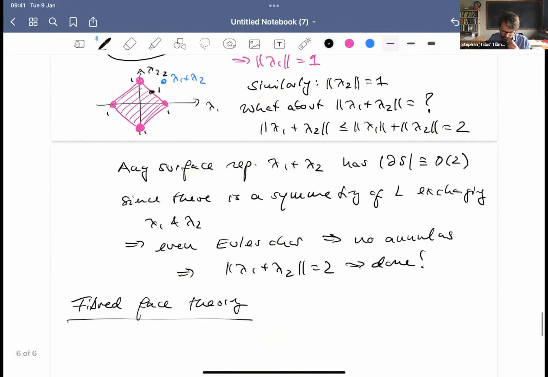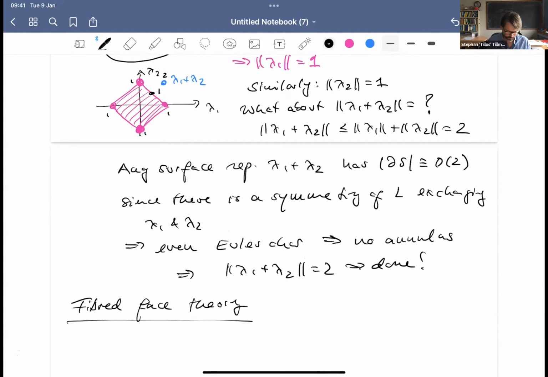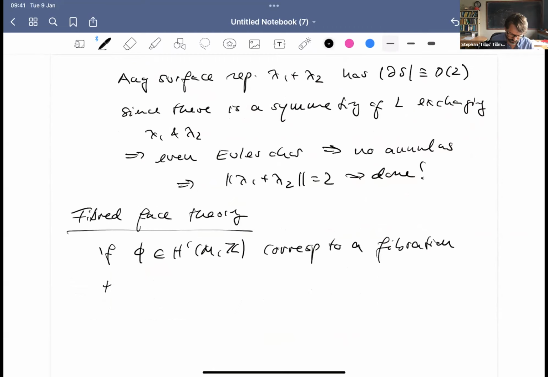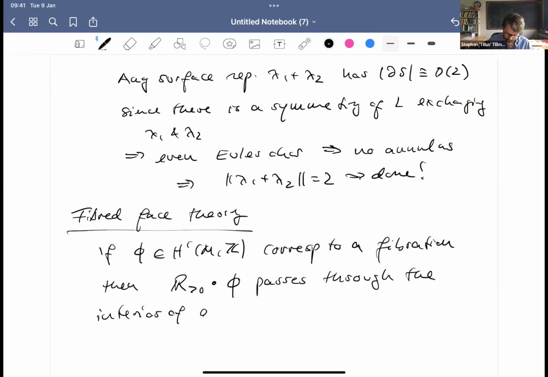And this is the last bit of information that I will give you, and then I think my time is up anyway, right? So if phi in H^1(M; Z) corresponds to a fibration, or bundle structure, then the whole ray through this one passes through the interior of a top dimensional face of this Thurston unit norm ball.